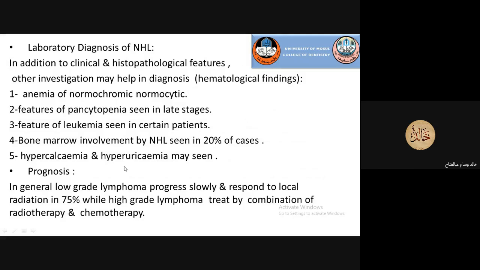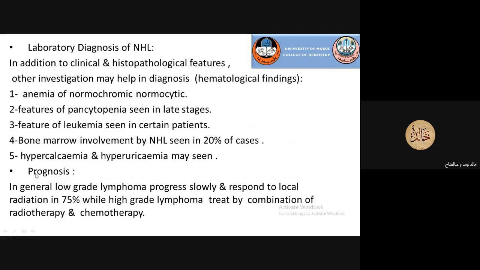All these investigations are non-specific, but they could give a hint or a clue to the diagnosis of non-Hodgkin lymphoma. So the most important thing to diagnose non-Hodgkin lymphoma is the clinical history and examination, in addition to the histopathological findings after doing the biopsy from the enlarged lymph node.